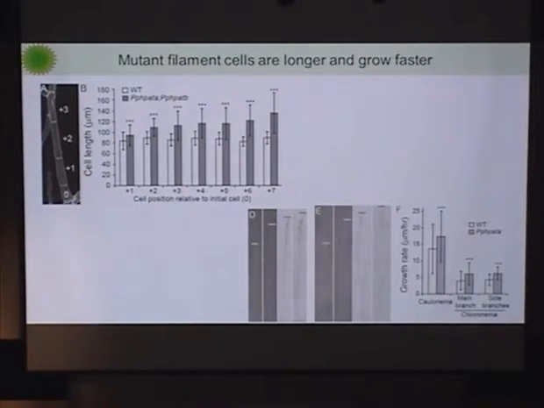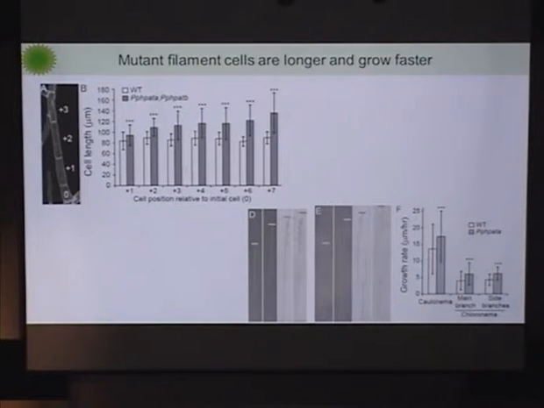Why are they bigger? So if you look more carefully at the filaments that are produced, you'll notice that the individual cells tend to be longer in the mutants than in the wild type. So here we're just measuring individual cells along a filament relative to the initial cell that was formed when that branching event initiated. And you can see that the wild type maintain a pretty steady size. The mutants start out a little bit longer than the wild type, and over time they continue to get longer. Yeah? So the individual cells are longer in these mutants.